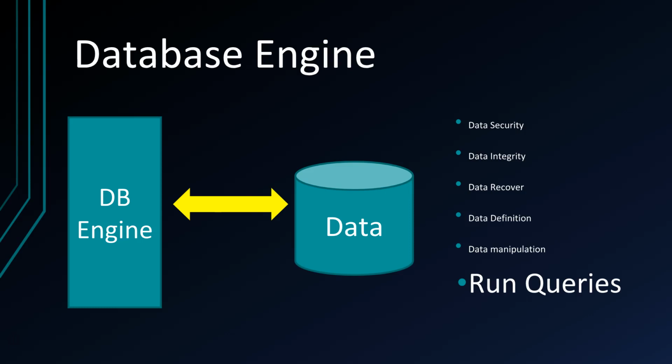The engine is non-visual. Do you know what the name of the engine is in Access? Now it's called the ACE, short for Access Engine. Before they had the ACE, it was called the JET engine, J-E-T.